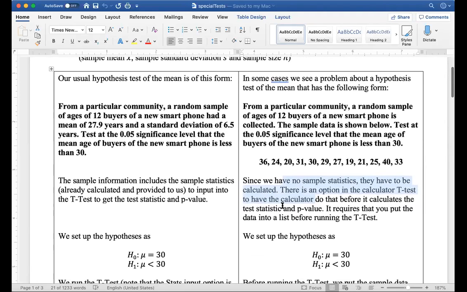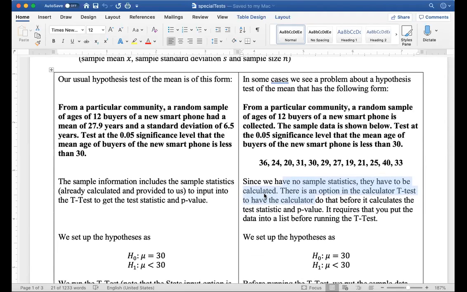Normally, our test of the mean is going to provide us with sample information, including sample size, in this case 12, sample mean, in this case 27.9, and sample standard deviation, in this case 6.5. And it would also give us a claim: test at the 0.05 significance level that the mean age of buyers of the new smartphone is less than 30. So the mean is less than 30 is the claim.